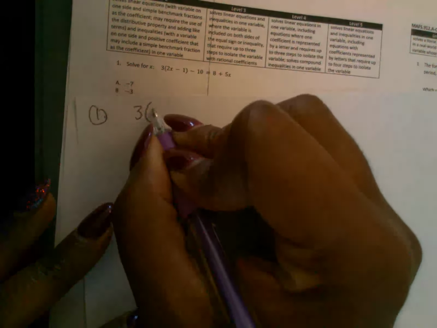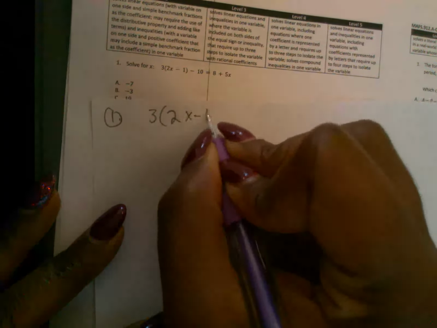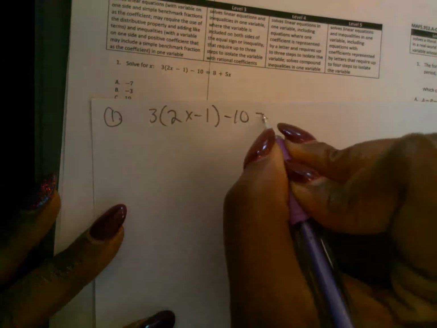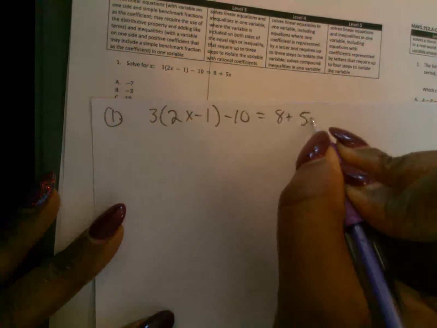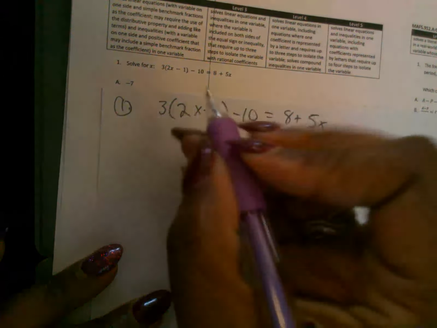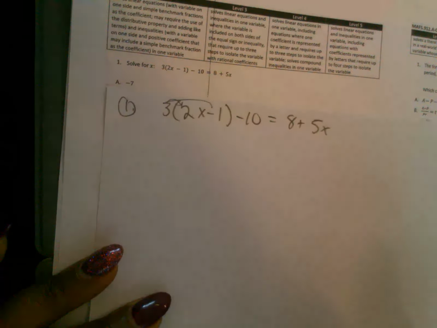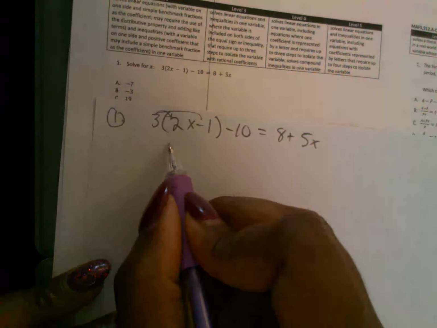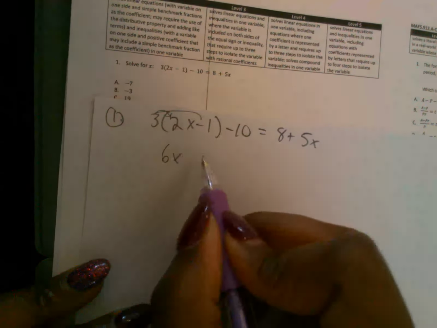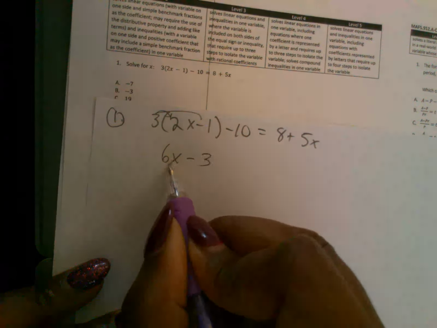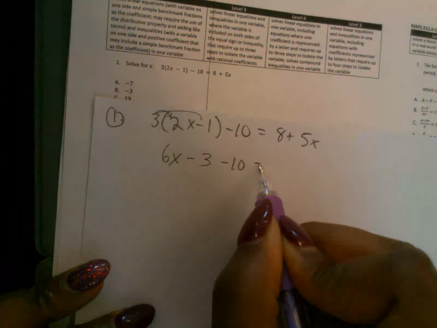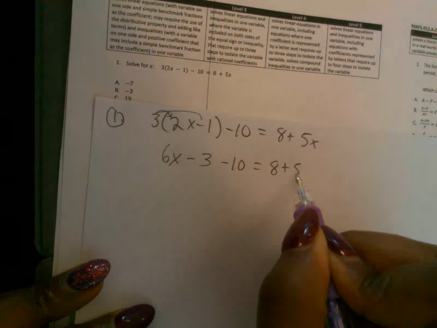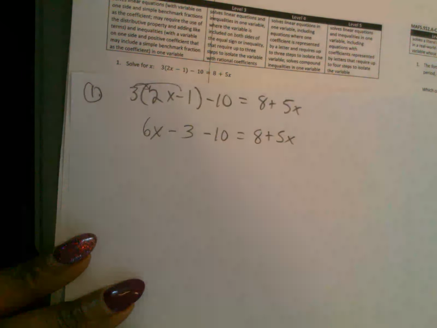I'll write this down. We have number 1, we have 3 times, let's see. So our first step here is going to be distributive property. So you're going to distribute first. Okay, don't forget to do that. So this is going to be 6x. This is going to be minus 3. Then bring down the minus 10 and bring down everything else on the other side. So distributive property comes first.